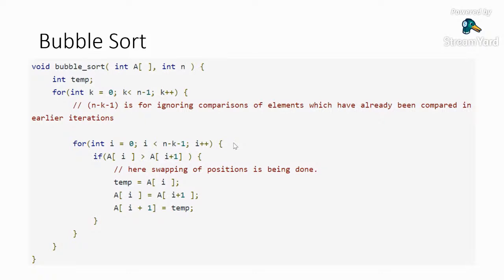Suppose if you want to sort the element in descending order, then what changes will you require in this algorithm? This a of I is greater than a of I plus 1. Only this condition will get changed. If you want to sort it in the descending order, then this a of I is less than a of I plus 1. Then we will perform this change. So only one sign needs to be changed for arranging the elements in the descending order.